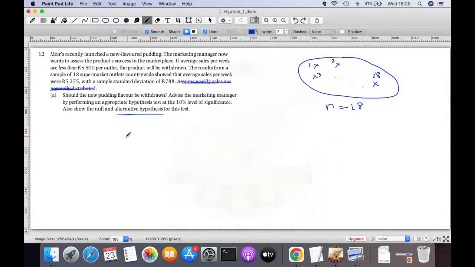So that means we're testing mu. Mu is the symbol for averages. So you're going to have H naught and H1, null and alternative. H1 is your alternative. So we're both dealing with mu here. If you read this question, I'm going to underline this part here.